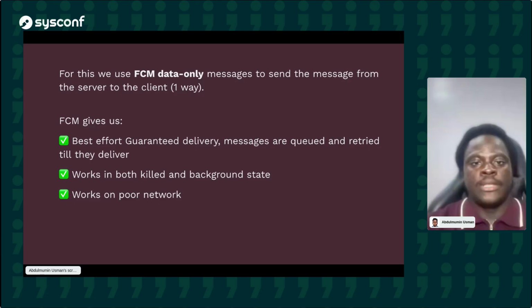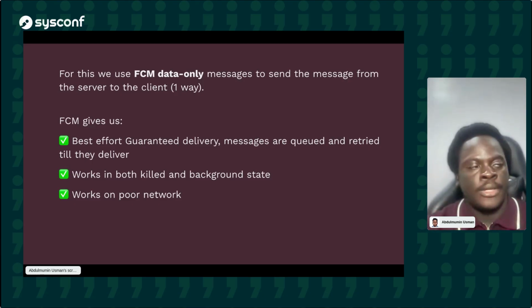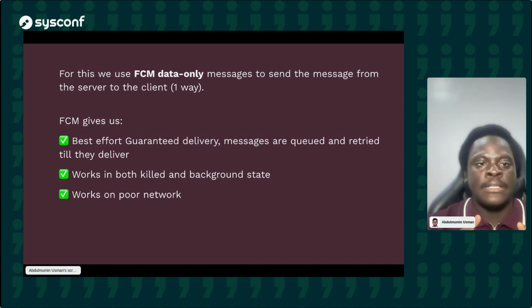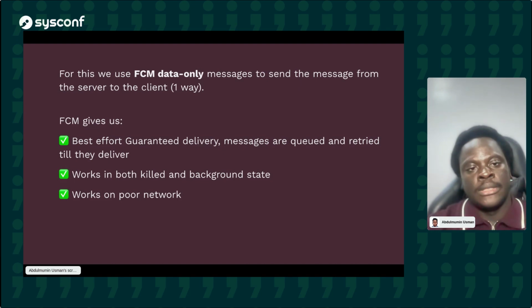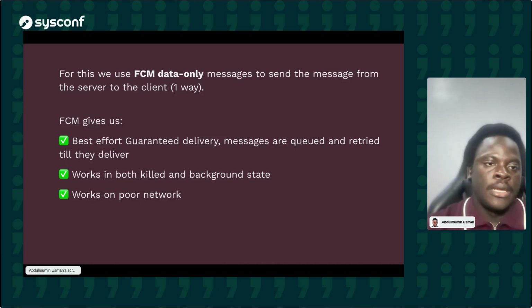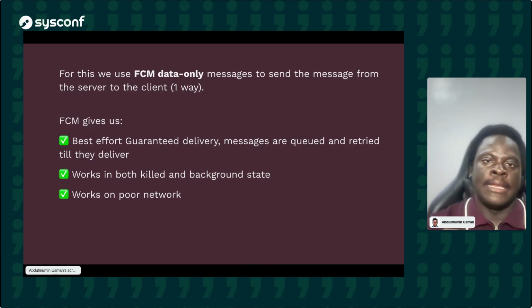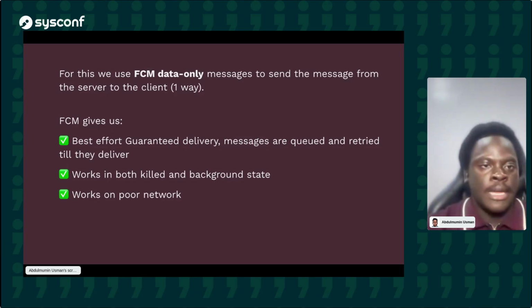It works. It also works on poor connections, on poor networks. The downside to FCM is there is a limit to the size of message that you can send. The limit is 4 kilobytes. But for our use case, we just need a signal, like an event type with some metadata, maybe like an ID. So we theoretically would not meet that limit.